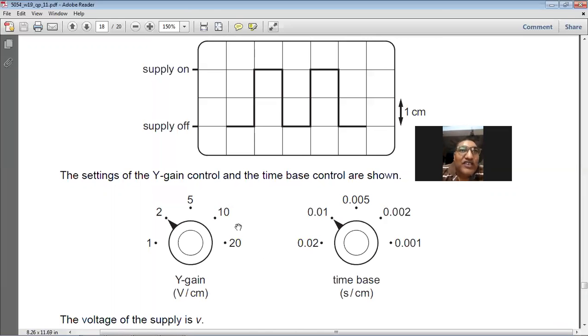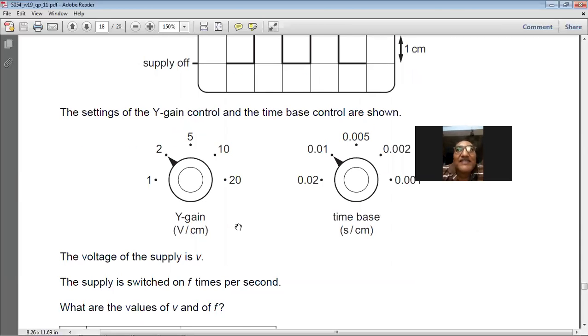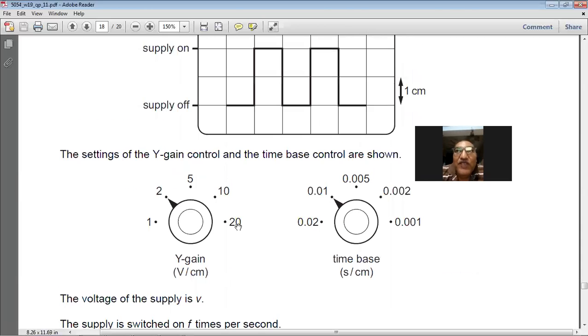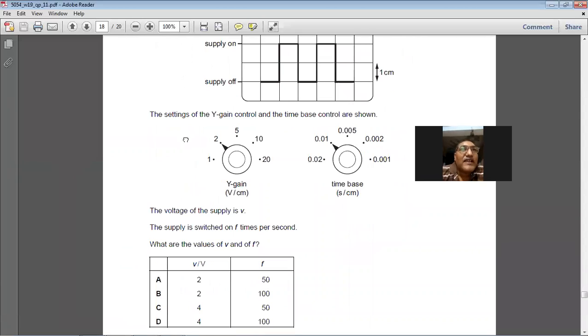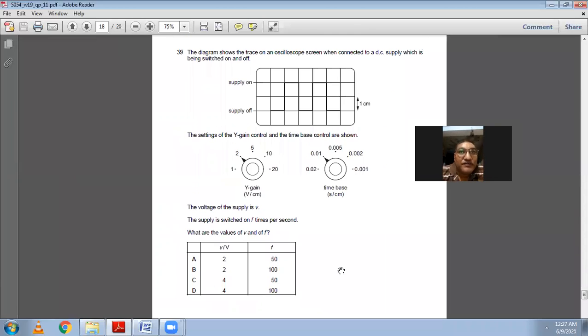But the question asked is about the frequency. So the frequency is equal to 1 by T. I have done this on a paper also. Let me show you. Reduce the size so you can see the whole question.